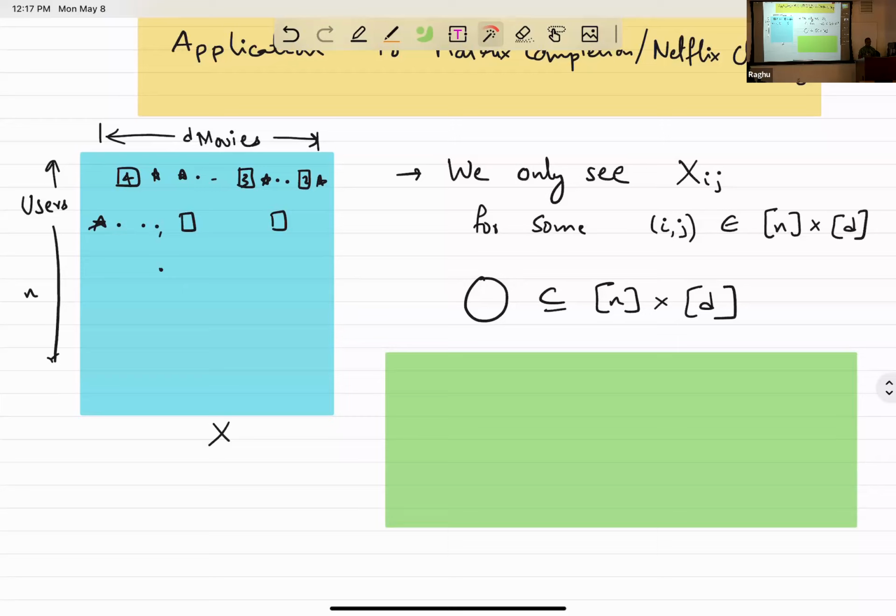Zero out the entries you don't see, but that might increase the rank. And then we just did low rank approximation, right? That's what we did. But zeroing out the other entries seems a little too aggressive, right? What else can we do? I mean, think a little bit simpler even.